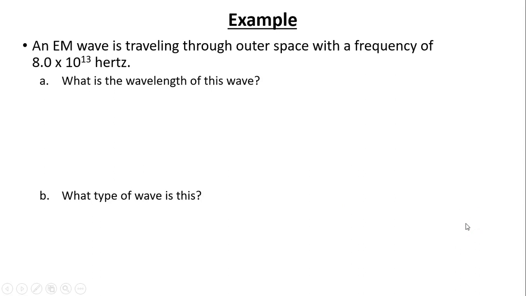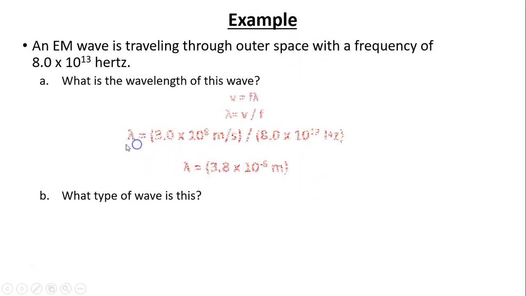Another example: an EM wave is traveling through outer space with a frequency of 8 times 10 to the 13 hertz. What is the wavelength of this wave? To find wavelength, we have to use the wave equation. We know all EM waves in outer space, which is a vacuum, travel at 3 times 10 to the 8th meters per second. So we use v equals f times lambda, so lambda equals v divided by f. So lambda equals 3.8 times 10 to the negative 6 meters.